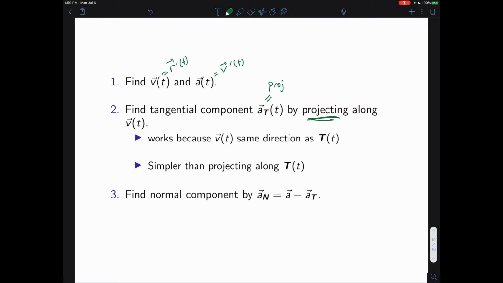So just a reminder of that projection formula: this is the projection of the acceleration vector, and it's projecting it along the velocity vector, and the formula for that is the dot product of the velocity vector and the acceleration vector divided by the length squared. Do you remember which length we're supposed to divide by? We are going to divide by the length of the thing that we're projecting onto. And then that scalar gets multiplied by the velocity vector.